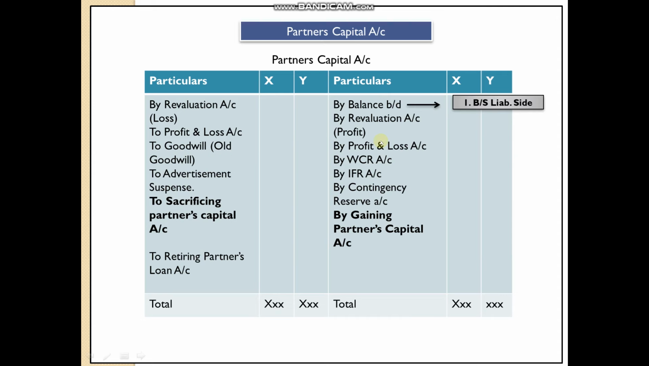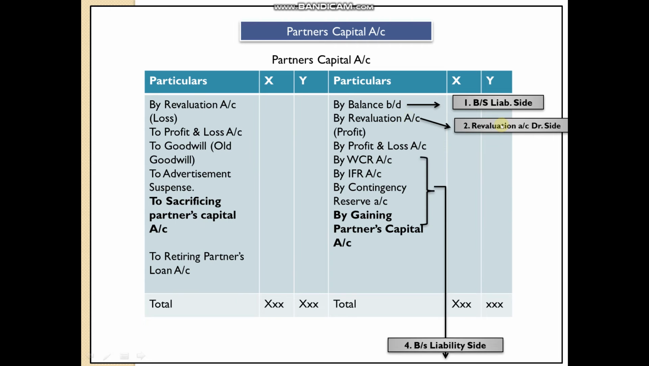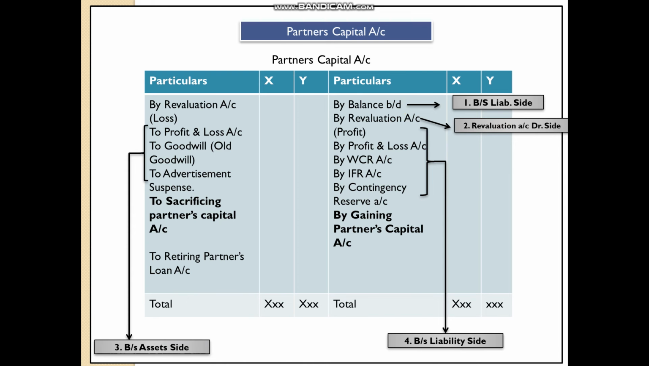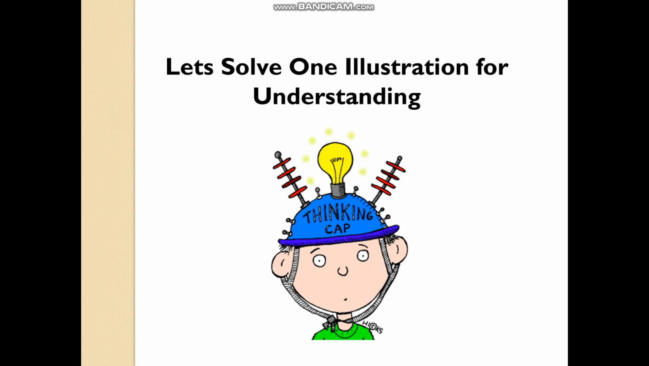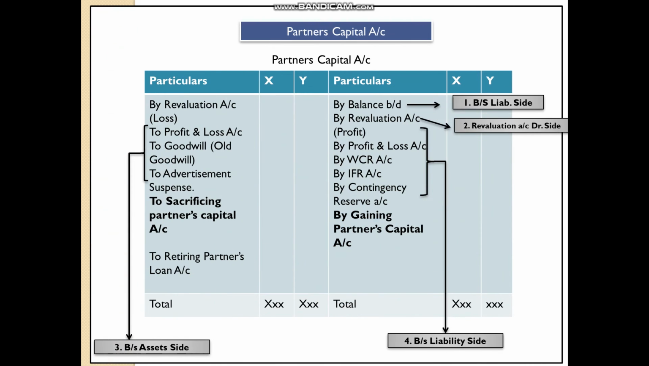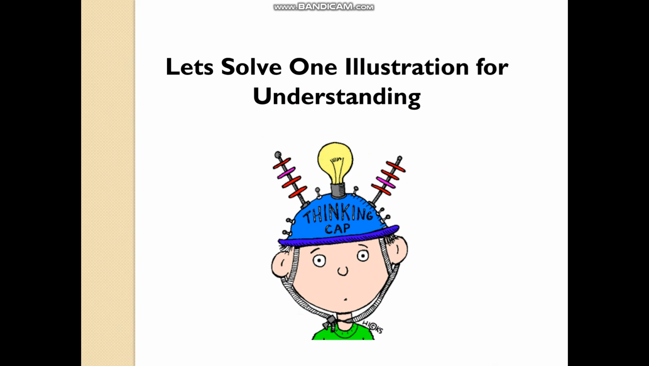So first, that is from the balance sheet liability side. Second, the valuation debit side means the profit we have shown on the revaluation debit side will transfer to the partners' capital account. So these are the balance sheet liability side items, these are the balance sheet asset side items. So let us solve one illustration so that you can understand well how to solve the questions. So I have taken one illustration. So let's see how to solve.